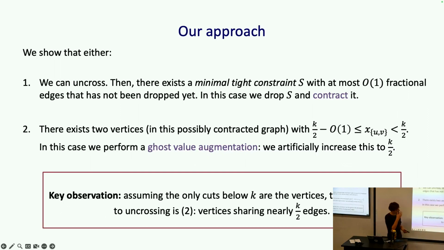Actually, I think in this case your graph is probably just a cycle with k over 2 edges everywhere. But basically, a stronger version of what you're saying is that if all of the pairs of vertices have less than k over 2, like k over 2 minus 100, then you can successfully uncross. We have no issues.